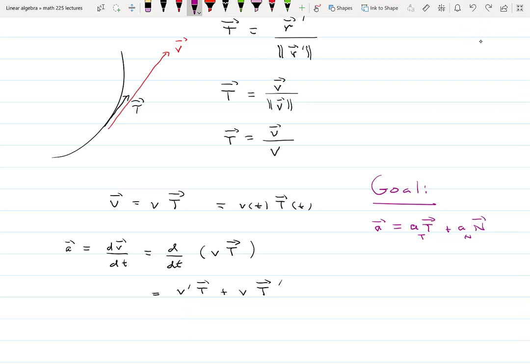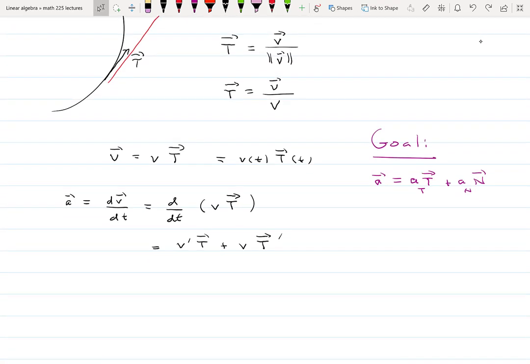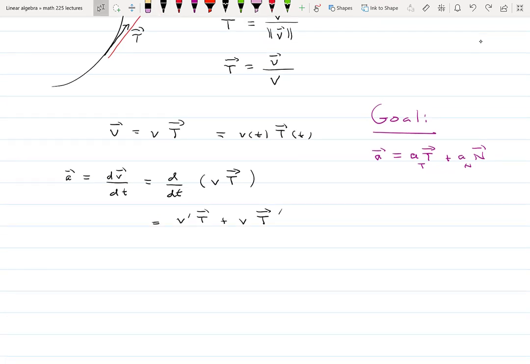But what's hidden here is I need the normal component of acceleration. So I'm going to force it to happen. I'm going to force that normal component of acceleration out using some really simple algebra.